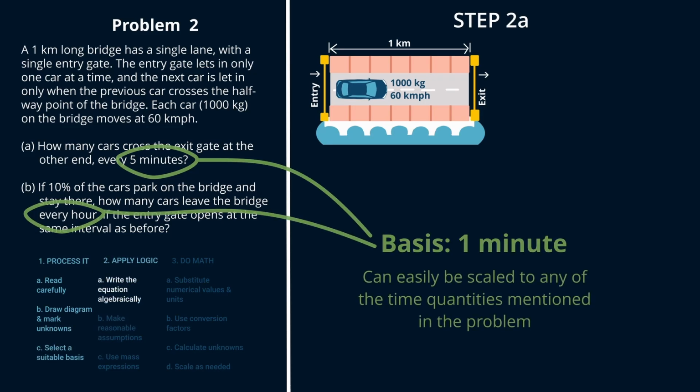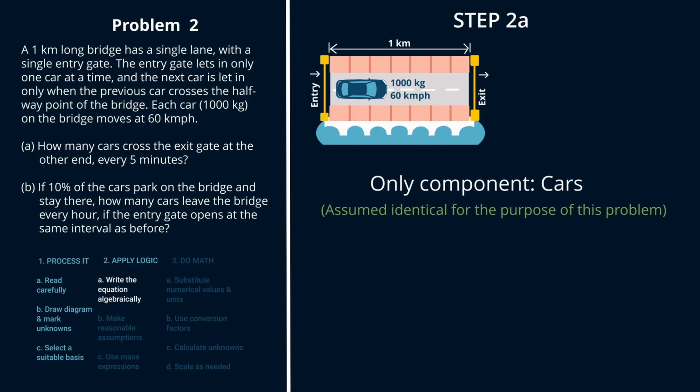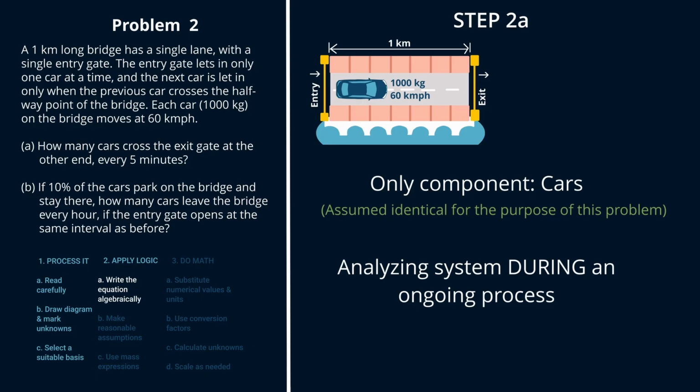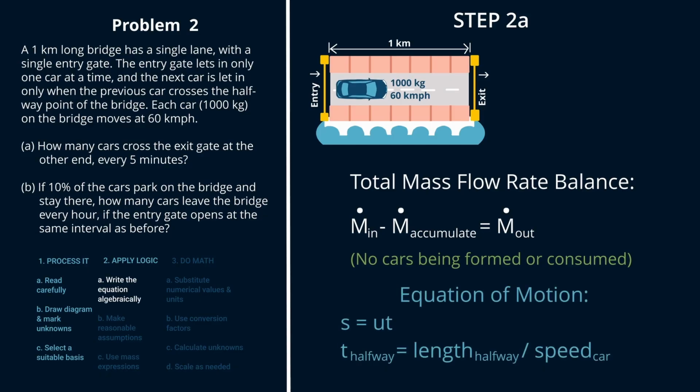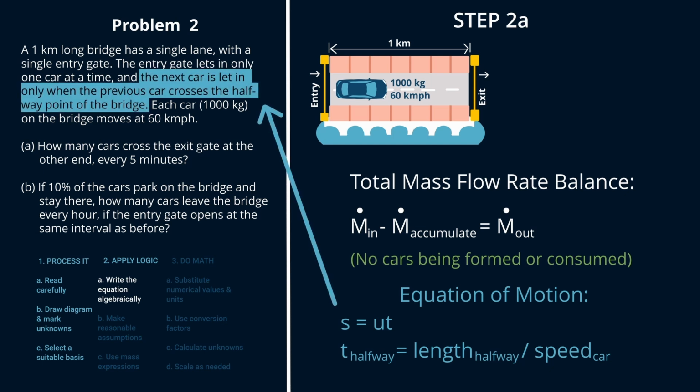Now we write the equations. This is not a multi-component system, so we only need to consider the total system. Since we are concerned with what is happening during an ongoing continuous process, we will balance mass flow rates. We will also need to use one of the equations of motion to determine the time a car takes to reach the halfway point, which relates to the input mass flow rate.